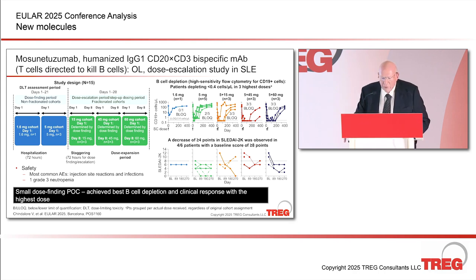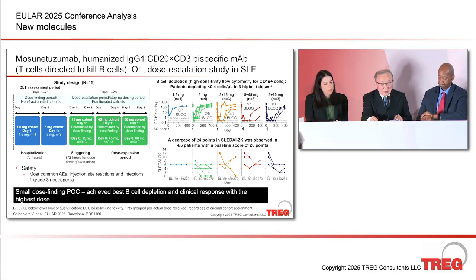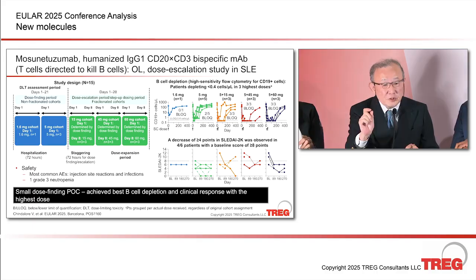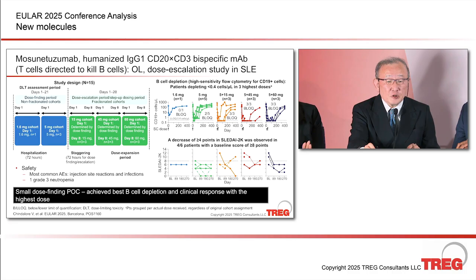But then we have another one. So this is another generation. Yoshi, do you want to talk about this one? Yeah, blinatumomab is a single chain BiTE, but this is mosunetuzumab, a humanized IgG1 bispecific antibody binding to CD20 and CD3 with a 1:1 ratio, which results in killing of B cells directly by T cells.